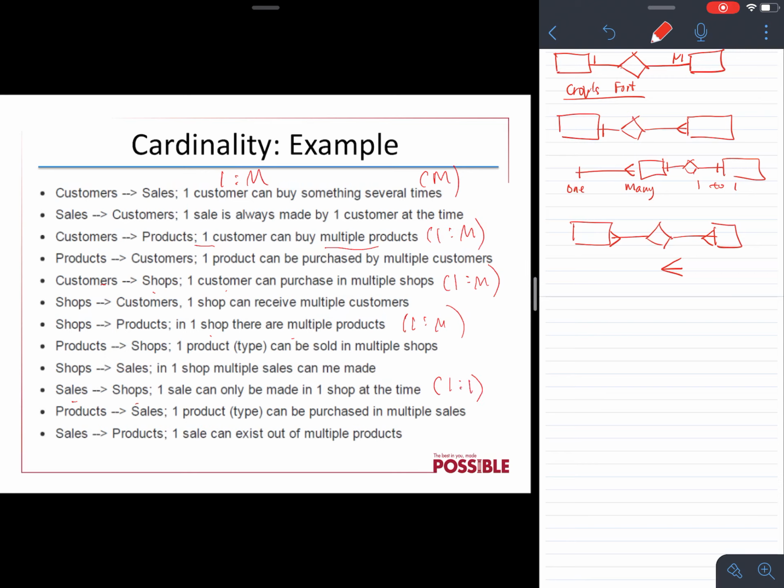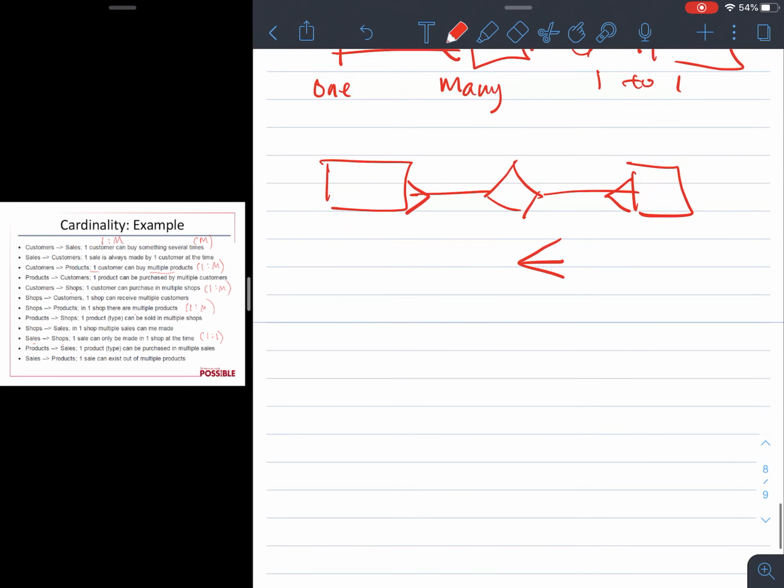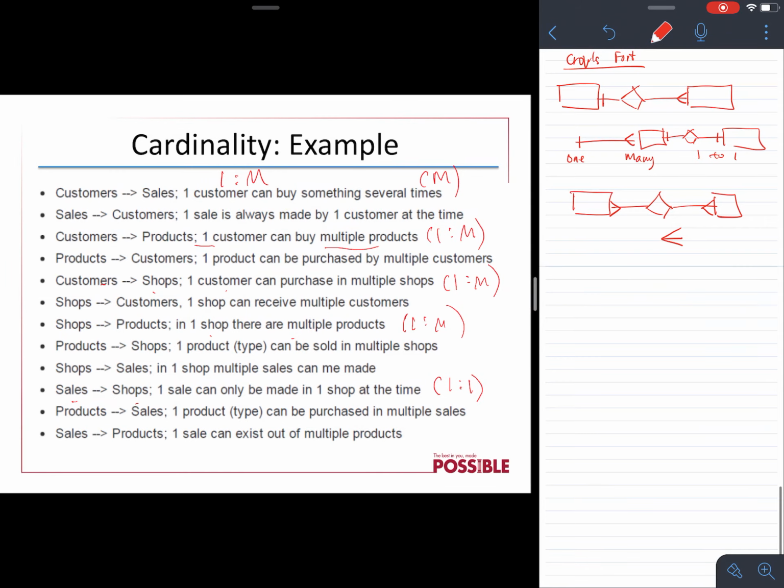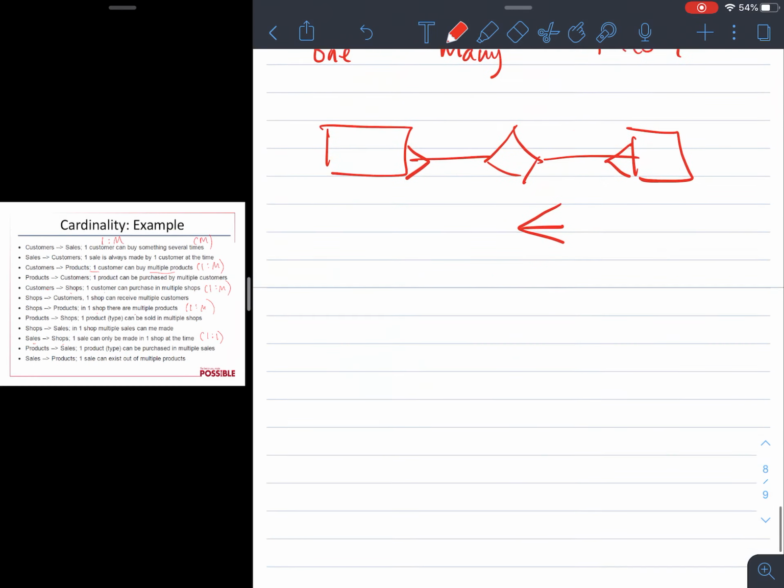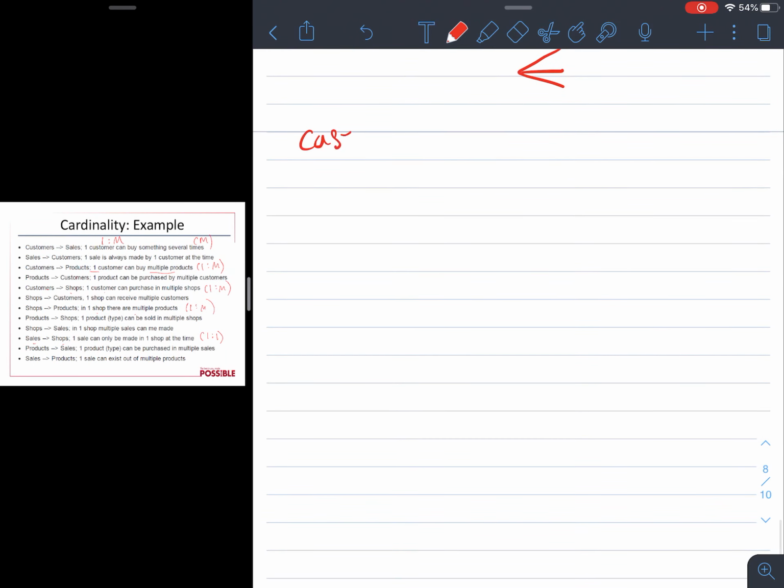So that is how we put the relationship. Let's look at this example, customer and sales. So let's say you have customer.